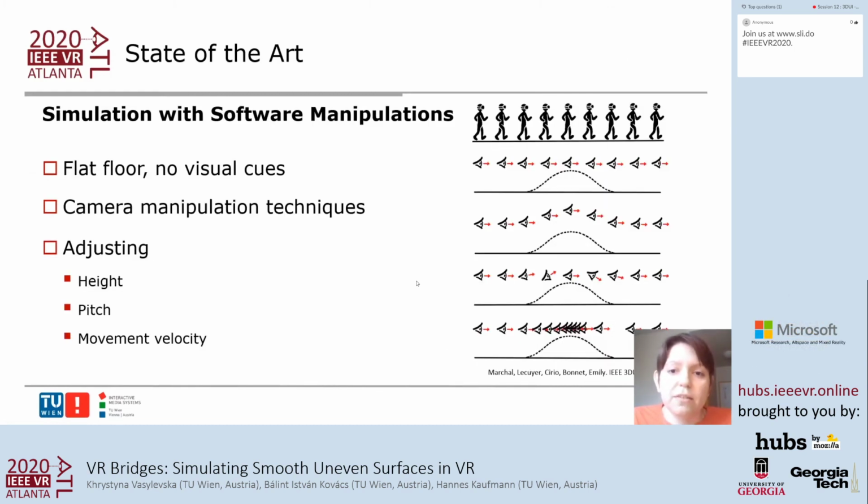Another approach to tackle unevenness in VR is with software manipulation. Marshall et al. used camera manipulations to create the illusion and impression of holes and bumps without visual indication of such, while the user was walking on the flat floor. They manipulated the height of the camera, the pitch of the camera, and movement velocity.